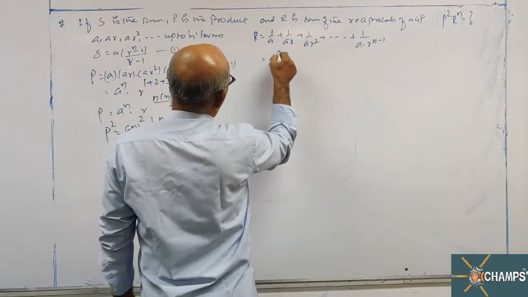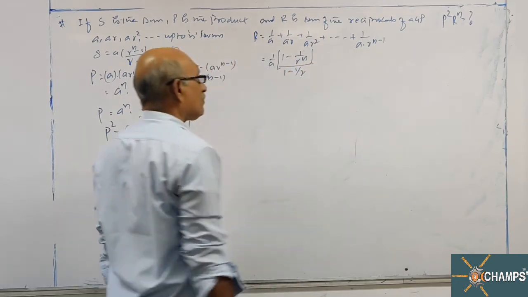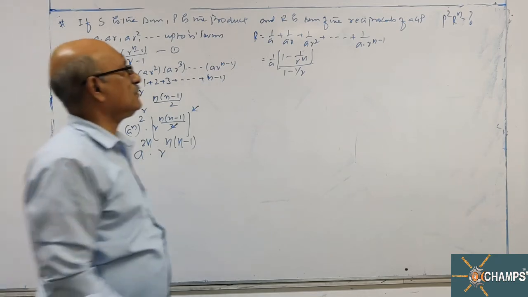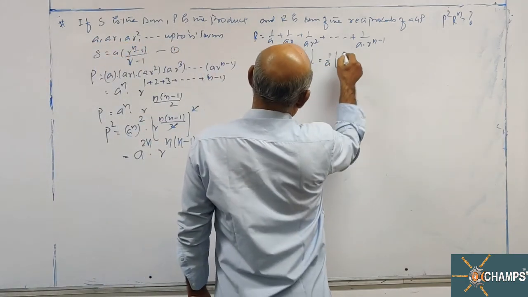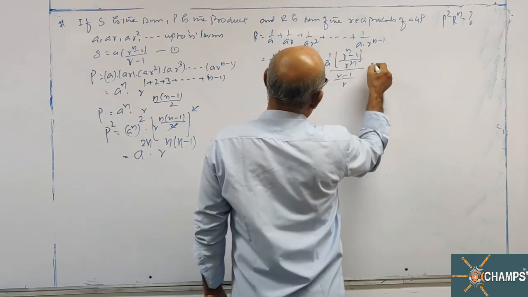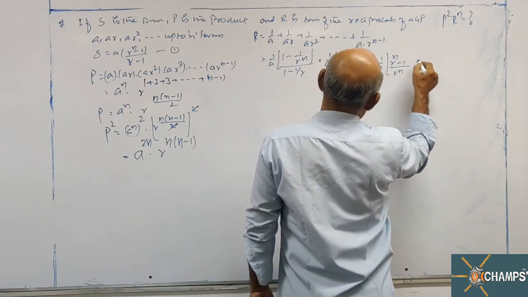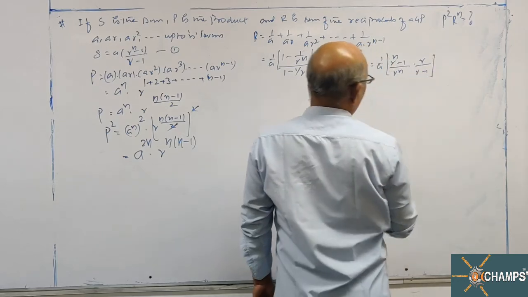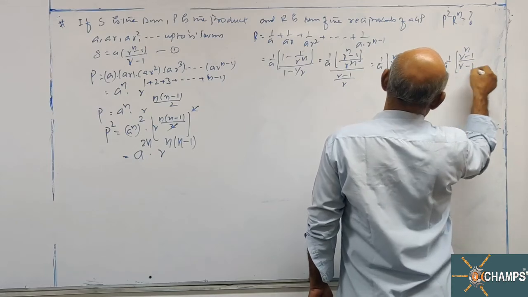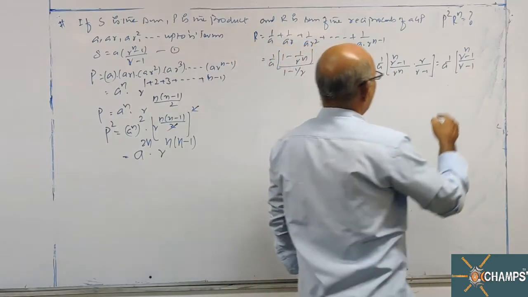So this is first term 1 by a, 1 minus common ratio to the power n, divided by 1 minus 1 by r. Common ratio is here 1 by r. So 1 by a, r power n minus 1 by r power n. Now sir, this can also be written as r power n minus 1 by r minus 1. I am writing at one place.